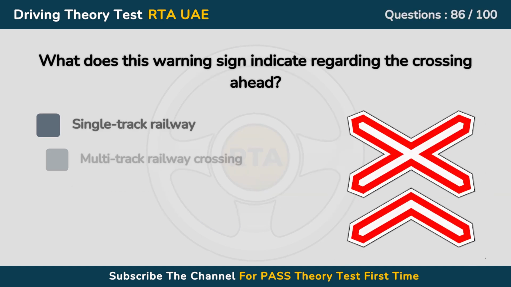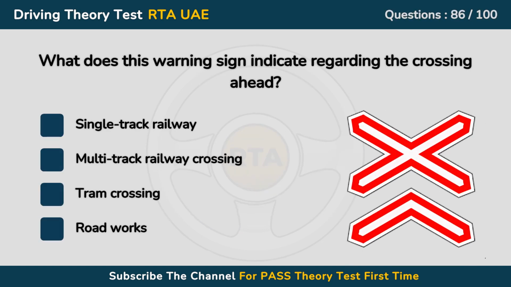Question 86. What does this warning sign indicate regarding the crossing ahead? A. Railway, B. Railway crossing, C. Tram crossing, D. Road works.